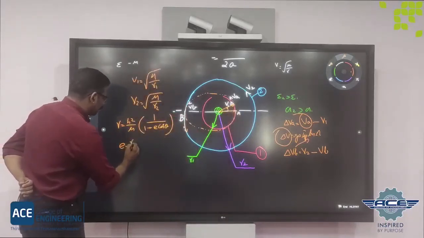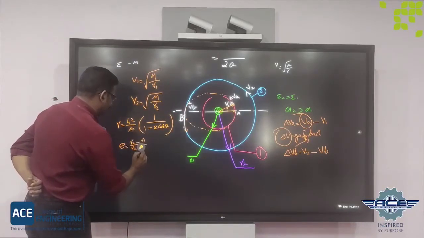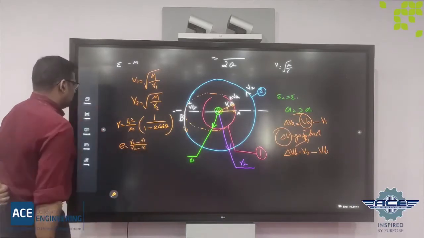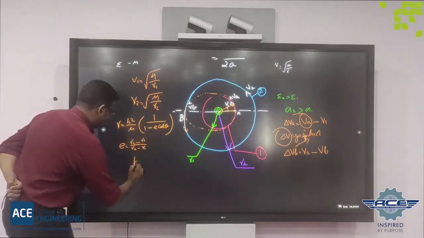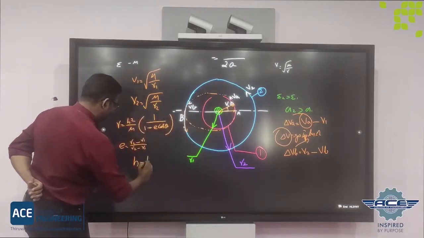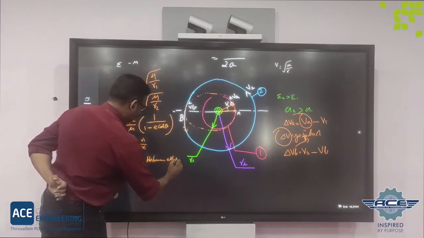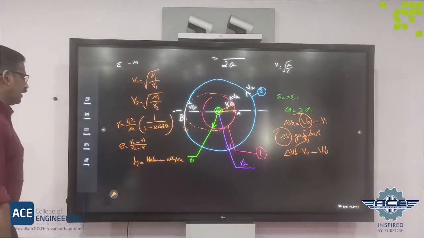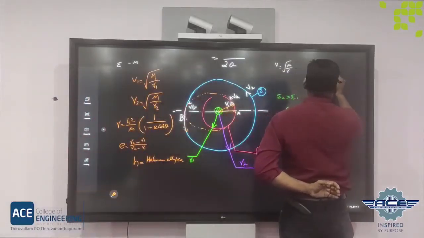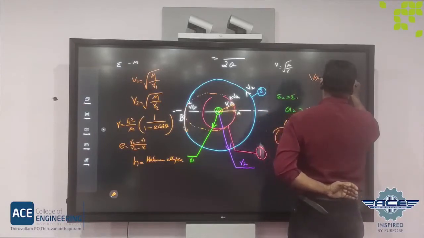e is equal to R2 minus R1 divided by R2 plus R1, and once you know eccentricity, you can calculate h of the Hohmann ellipse. Once you know h, you can calculate the VA. VA is equal to h by RA, that is R1. It is equal to h by R1.